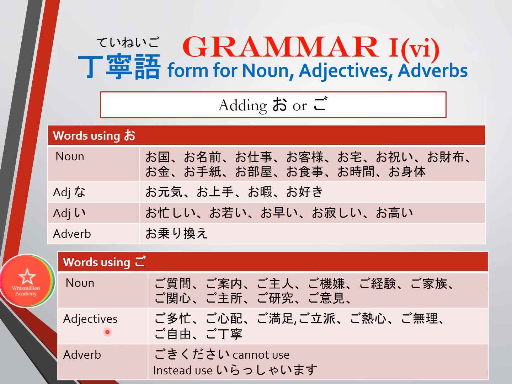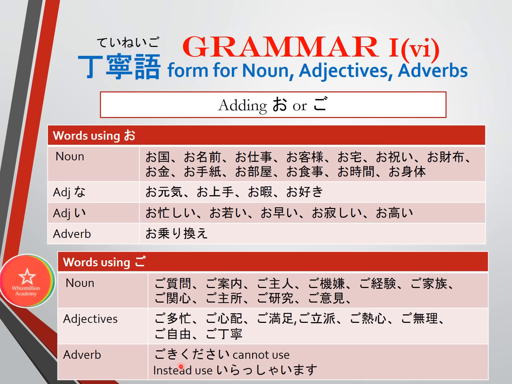Adjectives, we have go tabo busy, go shinpai worried, go manzoku is satisfied, go rippa is splendid, go nesshin passionate, go muri unreasonable, go jiyu free, go teinei polite.